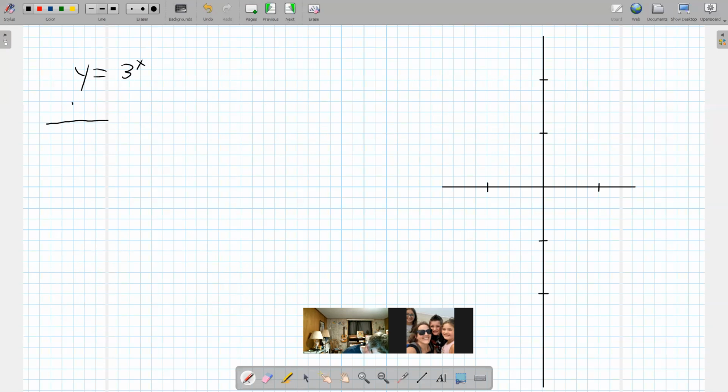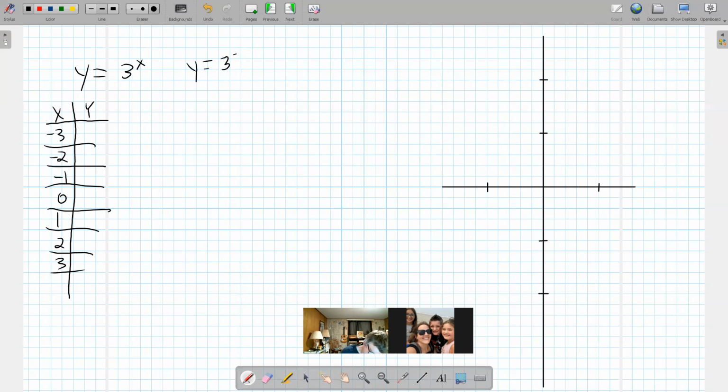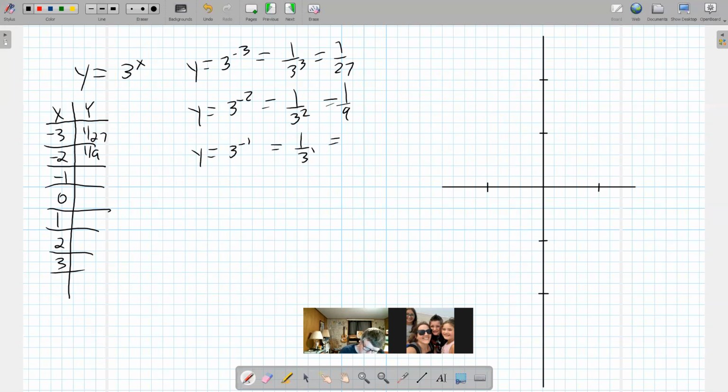Well, -3, -2, -1, 0, 1, 2, and 3. If x is -3, y equals 3 to the -3 power, which is 1/3 cubed, which is 1/27th. When x is -2, y equals 3 to the -2 power, which is 1/3 squared, which is 1/9. When x is -1, y equals 3 to the -1 power, which is 1/3 to the +1, which is 1/3.